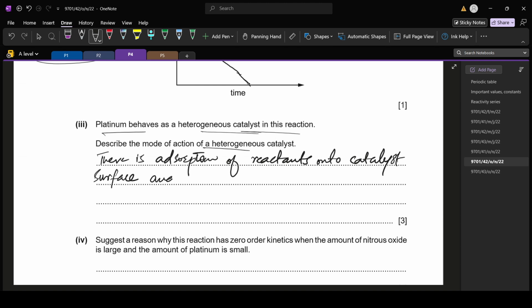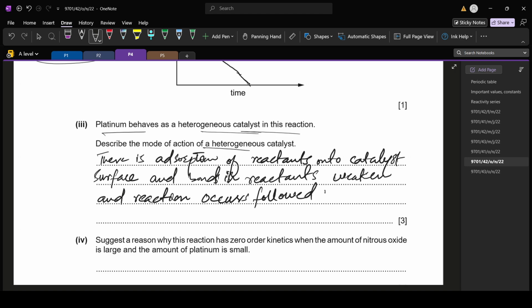and bonds in the reactants weaken, and new bonds are formed, and the reaction occurs, followed by desorption of products.